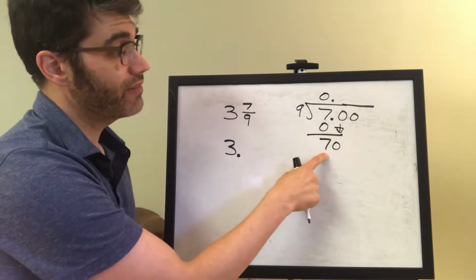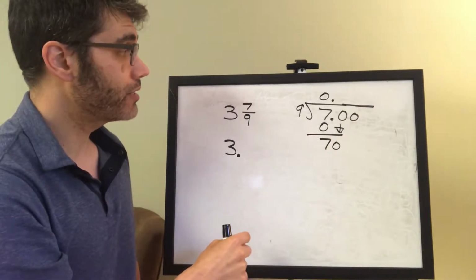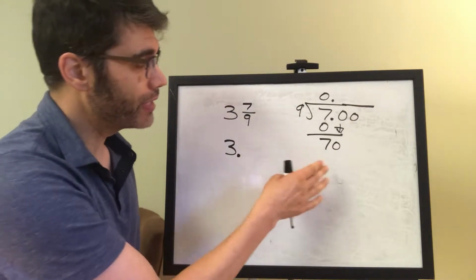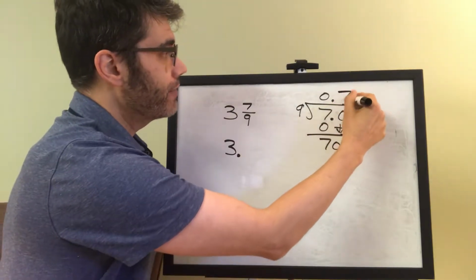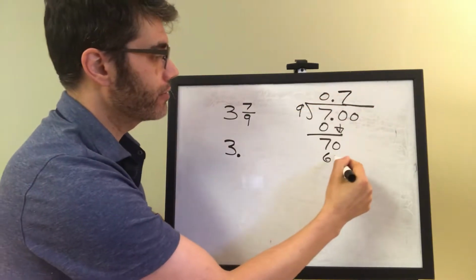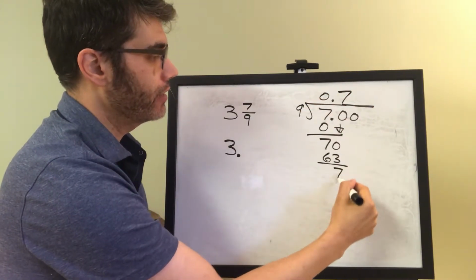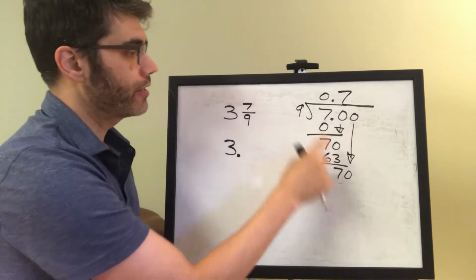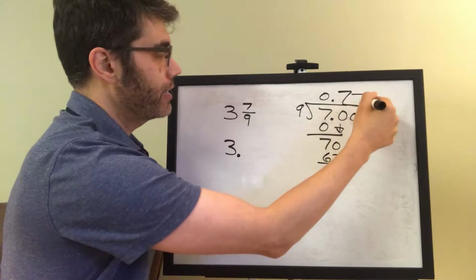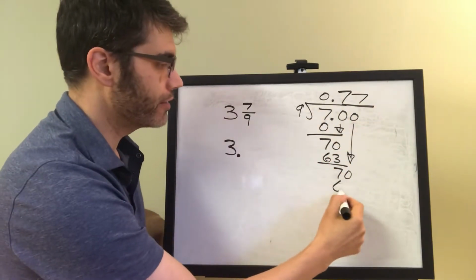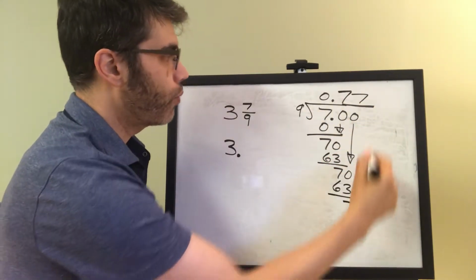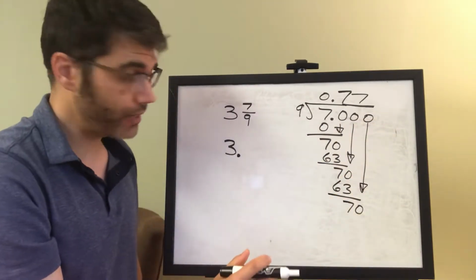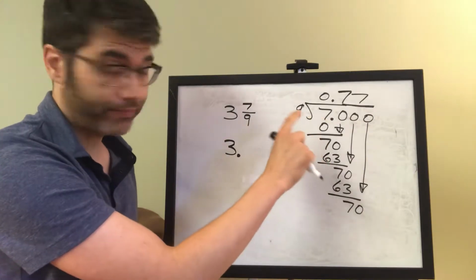9 goes into 70. Well, 9 times 8 is 72, which is a little bit too big. So why don't we do 7? 9 times 7 is 63. So that leaves 7 down here. Let's drop another 0 down. 9 goes into 70 again 7 times. I think I see a pattern. While this is never going to end, meaning it's never going to terminate, it is going to repeat forever.